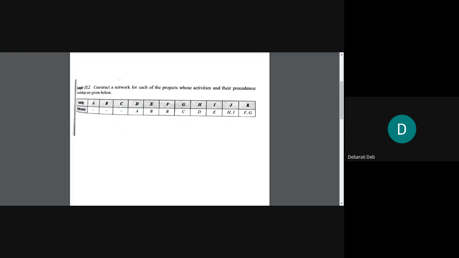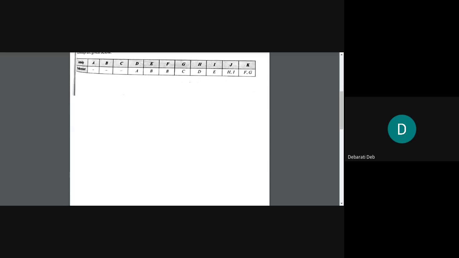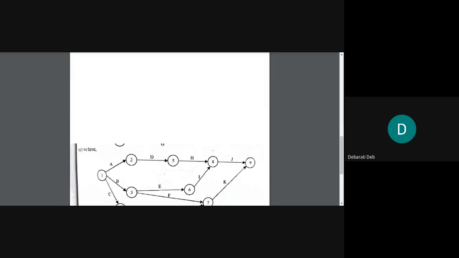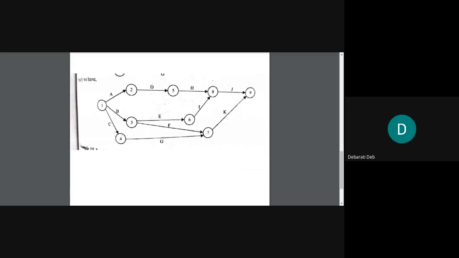You draw in your copy. Start with an event. Today we will not draw separately, we will draw at once. Always we have to start with an event because an event signifies a point in time. So there should be a point in time where the activities will start. So let it be the first event.